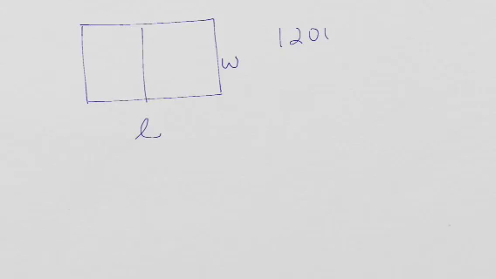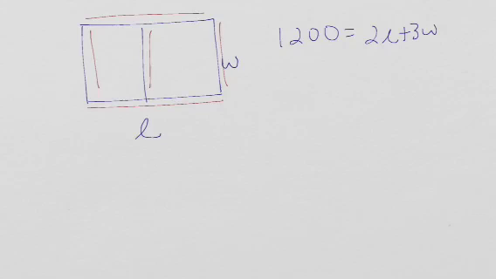I have 1,200 feet of fencing. That needs to equal my two lengths, so 2L, and my three widths, 1, 2, 3, so plus 3 widths. And then it asks me to write an equation to model the area. And area of a rectangle is always length times width. Then it asks me to solve the perimeter equation for L and plug it into the area equation.